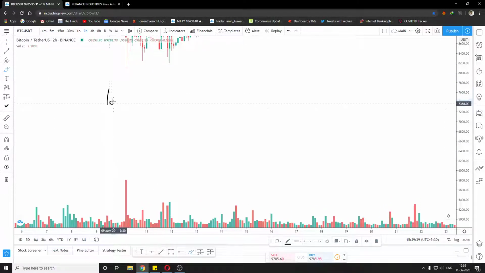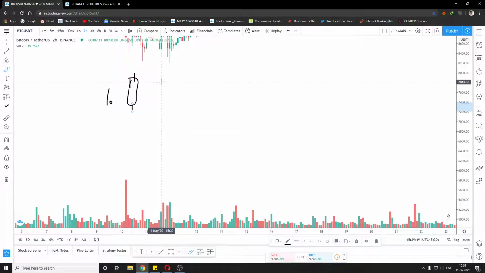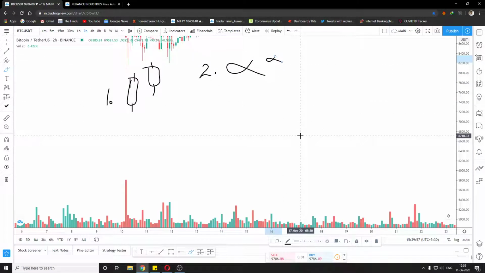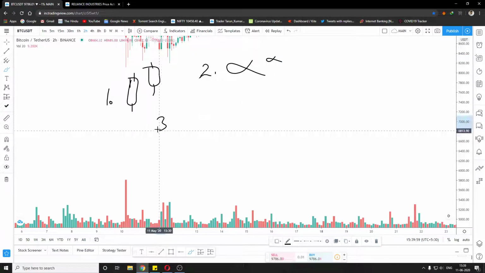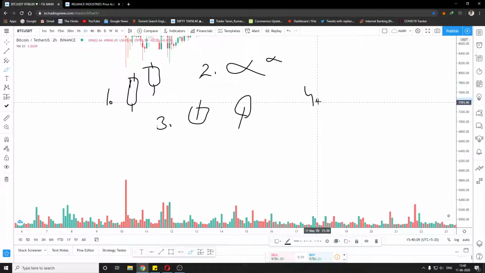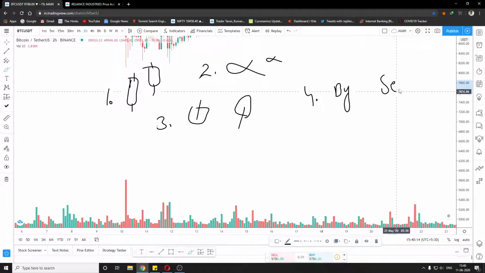So the first point was that the volume should be proportional to the candle. That means a big spread candle should have a bigger volume, and a small spread candle should have a smaller volume. The second point was that there is no such thing as buying volume or selling volume. The third point we talked about is the hammer candle and the inverted hammer candle. And now the fourth point, we talked about buying climax and selling climax.